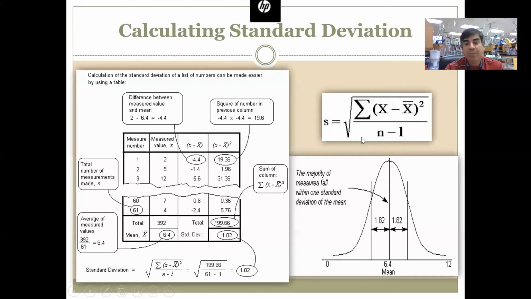What is n? N is your population size. So it's how many grades you had. Maybe it's how many killer whales you studied. It's the entire data set that you have minus 1. Then you have to take the square root, and that's going to give you standard deviation.